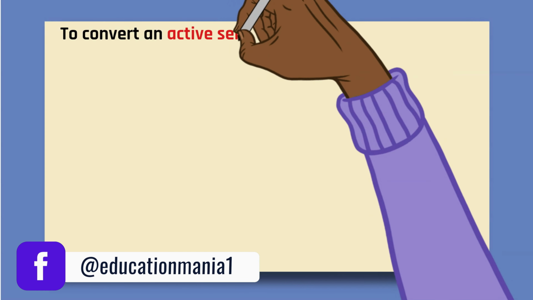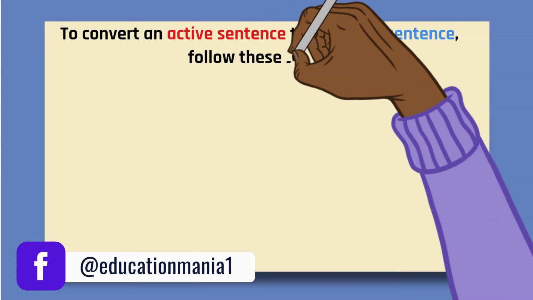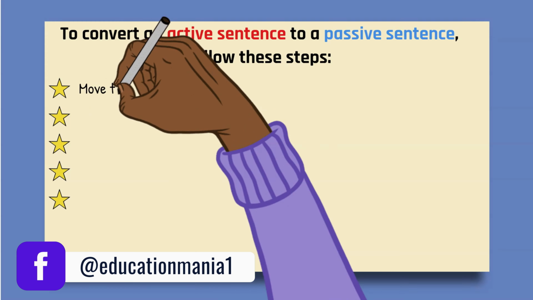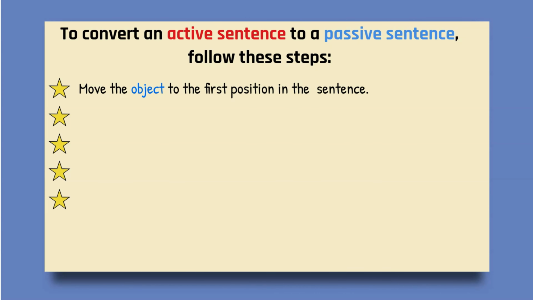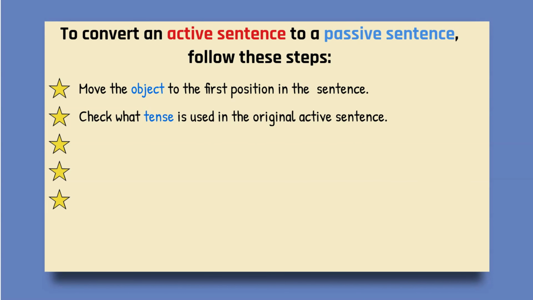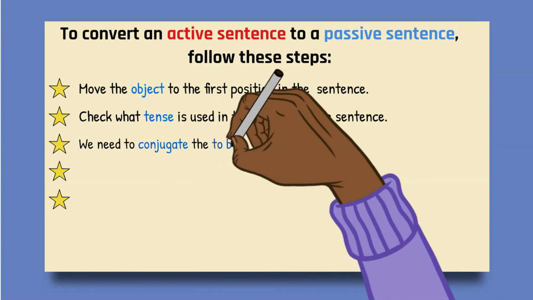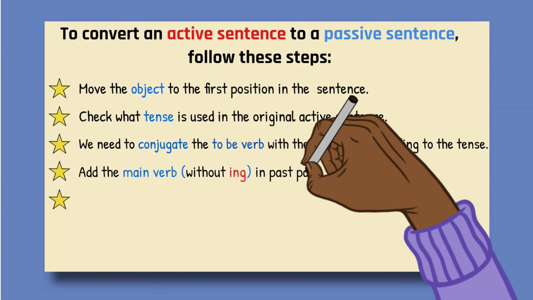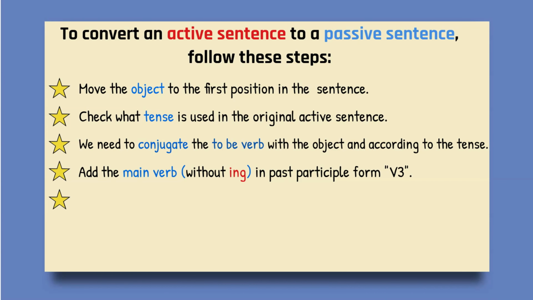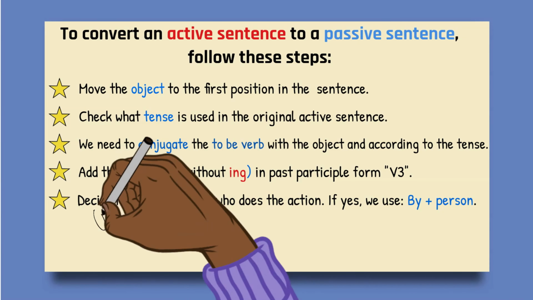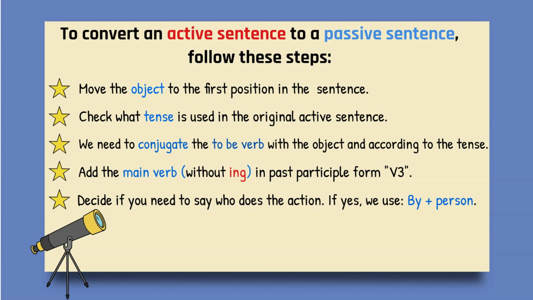To convert an active sentence to a passive sentence, follow these steps. 1. Move the object to the first position in the sentence. 2. Check what tense is used in the original active sentence. 3. We need to conjugate the to be verb with the object and according to the tense. 4. Add the main verb in past participle form, verb 3. 5. Decide if you need to say who does the action. If yes, we use by plus person.